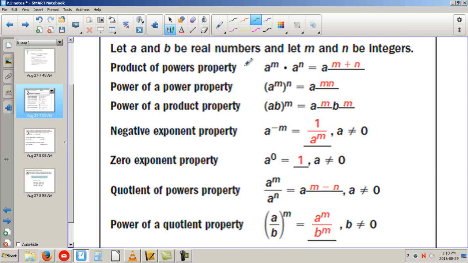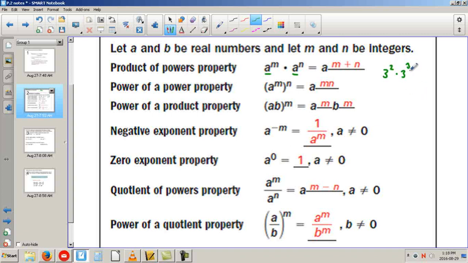First, we have the product of powers property. Don't get hung up on all the names. Just identify what's happening and make sure you can follow that procedure. Notice that the base here is the same. So it's a number times itself. Let's say 3 squared times 3 to the third.